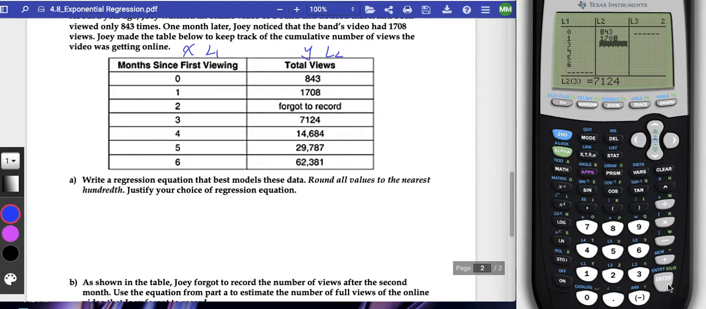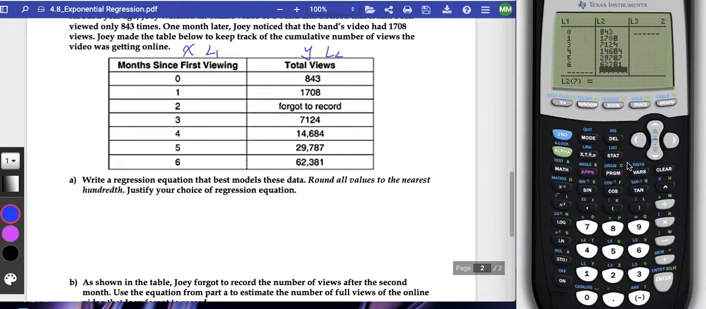7,000, 124, then 14684, 29, 787, 62381. Now I have all the data for x1 and x2 already finished. Now I input the data into the calculator.